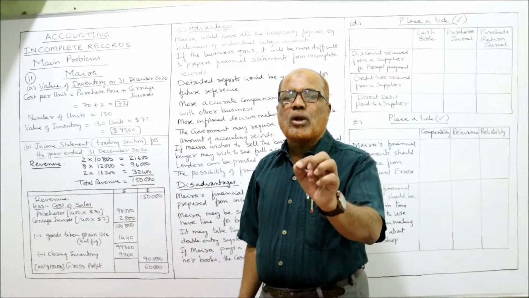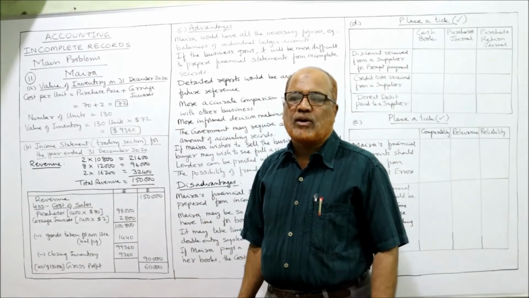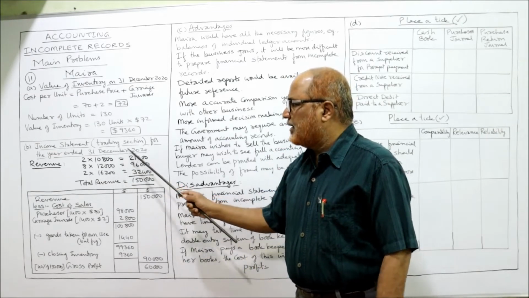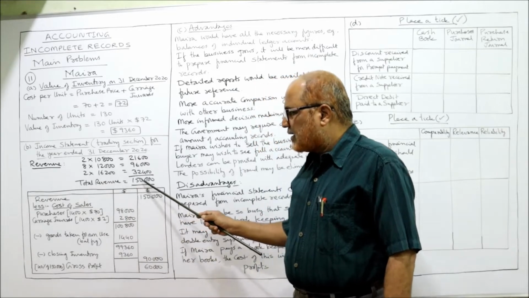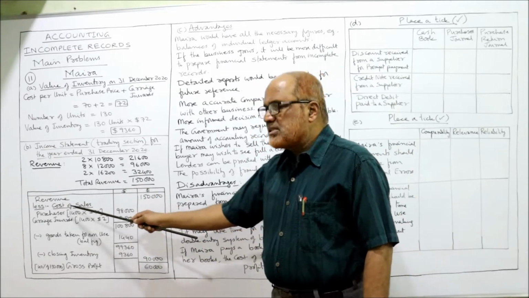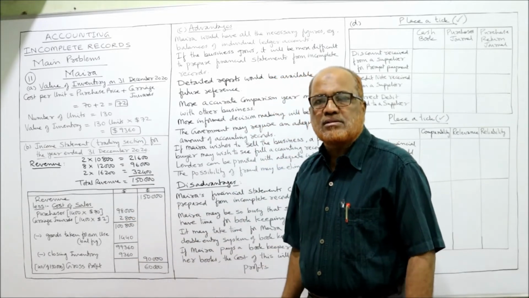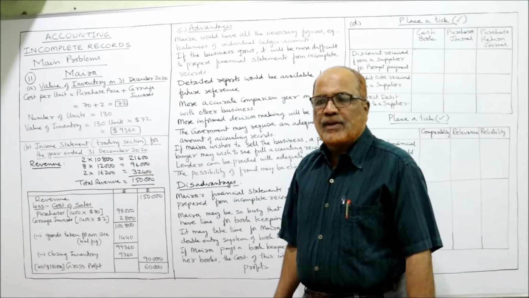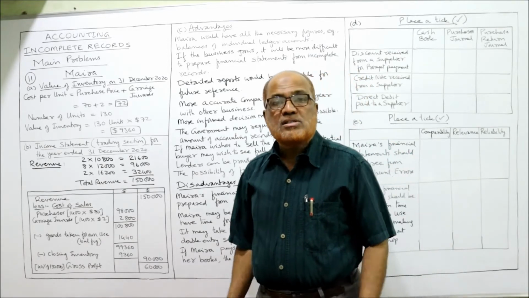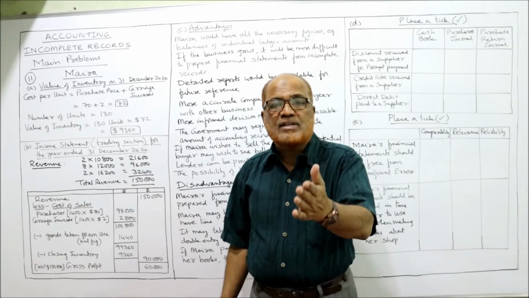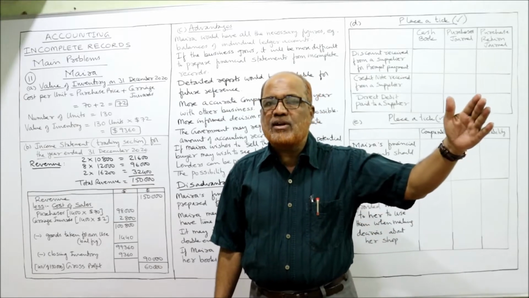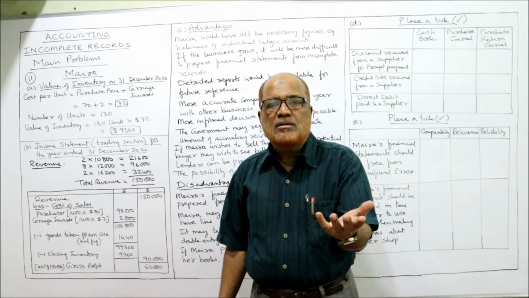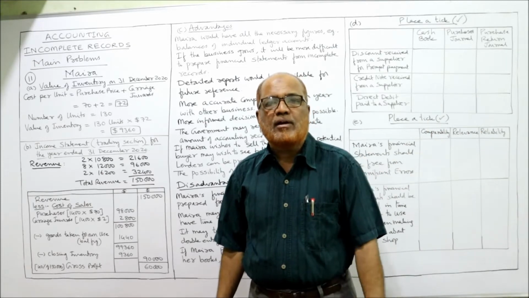Trading section means only up to gross profit we have to find out, for the year ended 31st December. Sales revenue, just now we have calculated, is 1,50,000. From sales revenue, we deduct cost of sales. Opening inventory: we don't have any opening inventory because it's a new business started on 1st January 2020. Before 1st January 2020, there was no business, so there is no opening inventory.